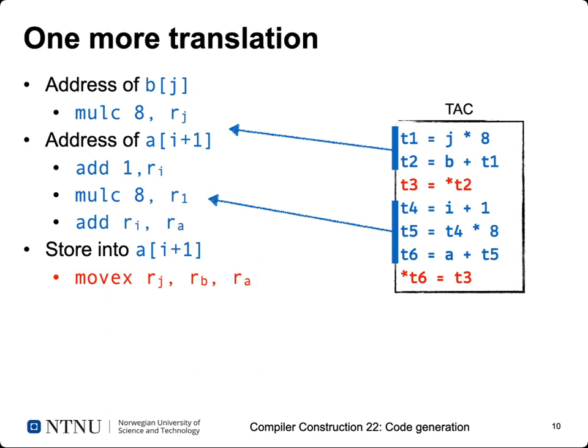We have yet another opportunity. So here we could just calculate the offset into array B. So we multiply our offset j by 8 and leave it in register j. Then we do the offset calculation into array A and the address calculation of the element as follows, as before.